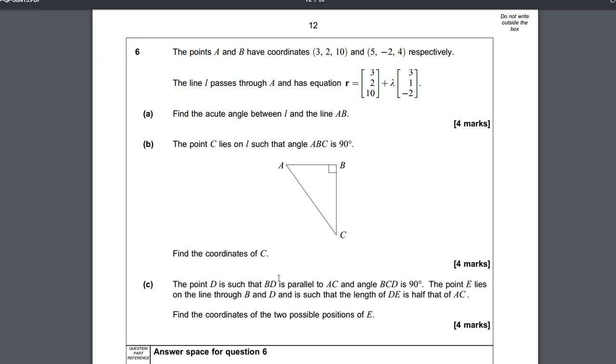In part C, we're told the point D is such that BD is parallel to AC, so it's going to be somewhere down here. And angle BCD is 90 degrees, so the angle between B, C and wherever D is must be 90. And the point E lies on the line through B and D such that the length of DE is half that of AC. There's a lot of information to digest in one go here. The best thing to do will be to draw a diagram and put things on piece by piece. In the end, we're trying to find the coordinates of the 2 possible positions of E.